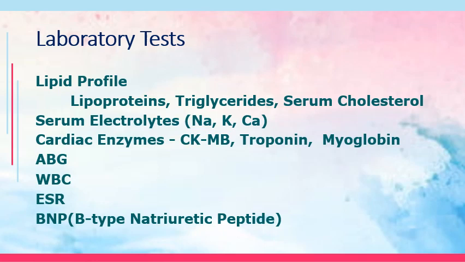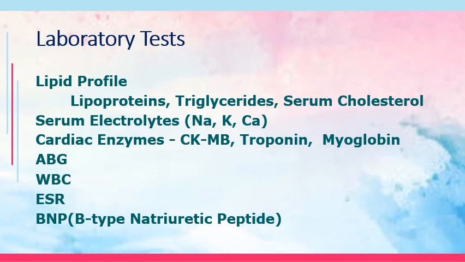Then you have your WBC, or your leukocyte, white blood cell. We know white blood cell is increased in infectious and inflammatory diseases. Later on, you will see that there are a lot of inflammatory diseases also for your cardiac muscle. Then you have your erythrocyte sedimentation rate, which is an indication of inflammation.